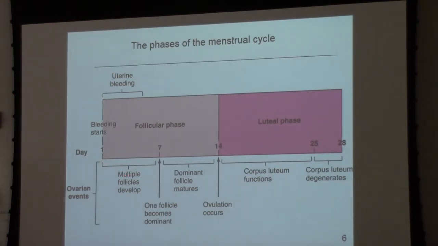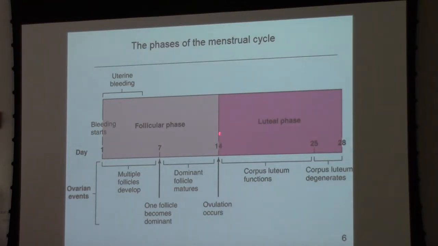One follicle is going to become dominant, and the other follicles that have started to develop undergo atresia, or apoptosis, and don't continue to develop. One follicle sort of takes the lead, and the rest don't. One follicle becomes dominant, and it matures, and the rest undergo atresia.